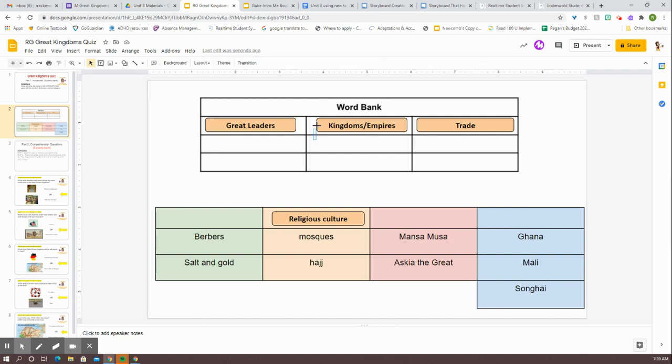All right, to help you with kingdoms and empires, think about the fact that we learned about 3 different West African kingdoms in class. Okay, we learned about 3 kingdoms in class. What were those 3 kingdoms called? And you'll drag this to whichever place you think that it should go.